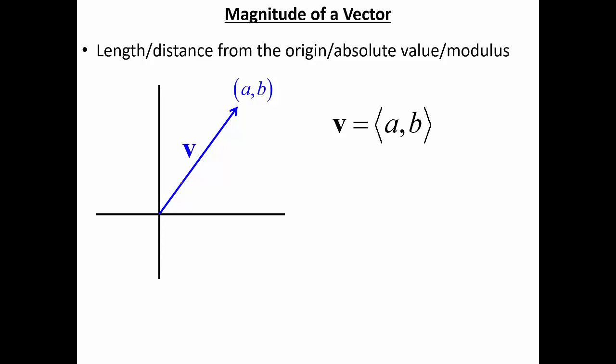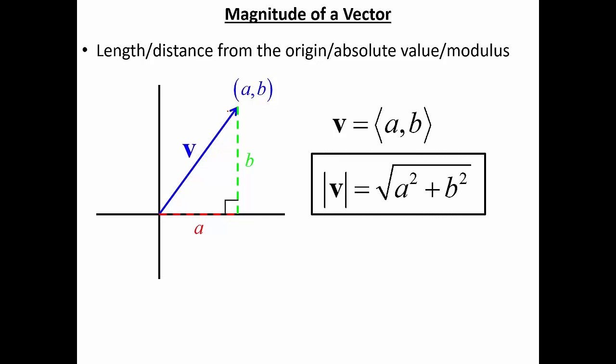Now consider that this vector is the hypotenuse of a right triangle whose horizontal and vertical components are a and b. I can figure out the length of that vector by using the Pythagorean theorem. And because we're using absolute value as our notation, I know that the length of that vector v, or the absolute value of vector v, can be found using the Pythagorean theorem or the square root of a squared plus b squared. Notice we're writing this as square root of a squared plus b squared instead of writing magnitude squared equals a squared plus b squared.